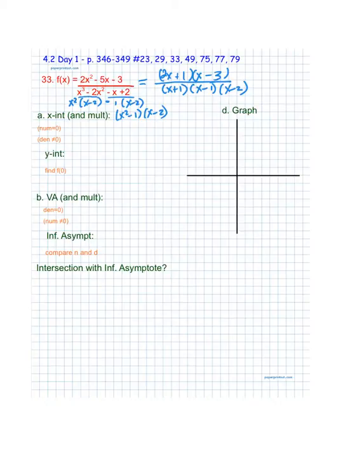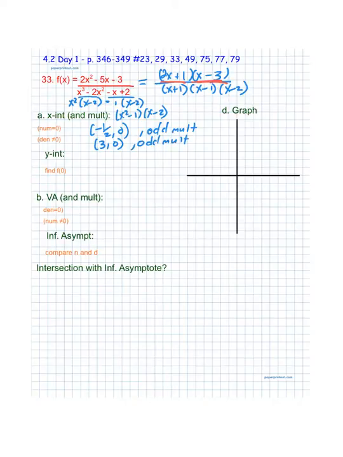X-intercepts occur when the numerator is 0, but the denominator is not 0. The factor of 2x plus 1 gives us a 0 at x equals negative 1/2. So we have negative 1/2, 0 with odd multiplicity, because 2x plus 1 only occurs once in the numerator. The factor of x minus 3 in the numerator gives us an x-intercept at 3, 0, also with odd multiplicity.